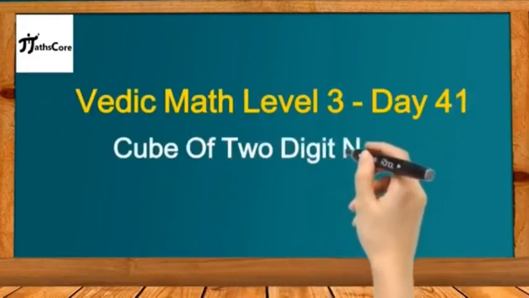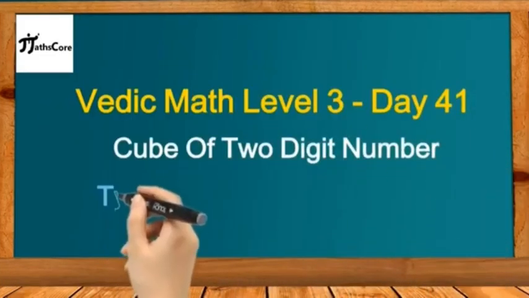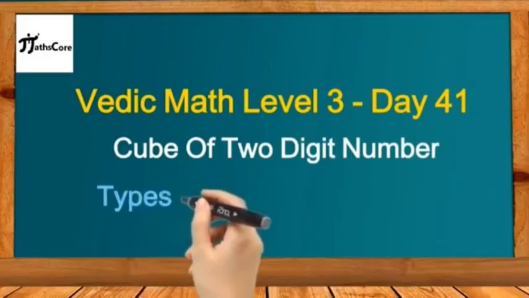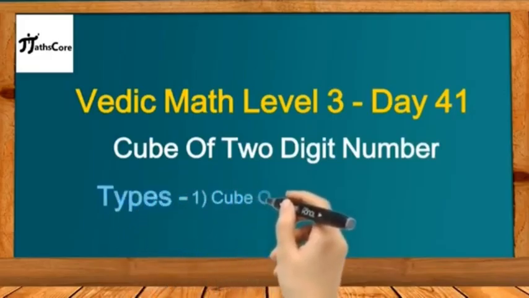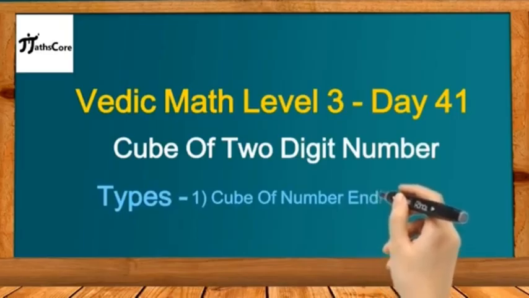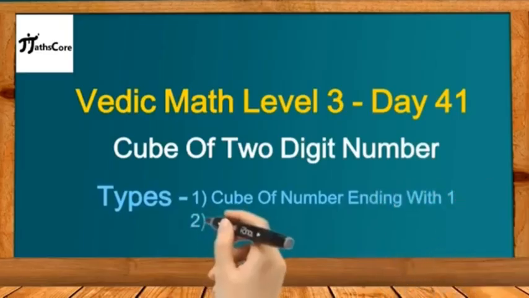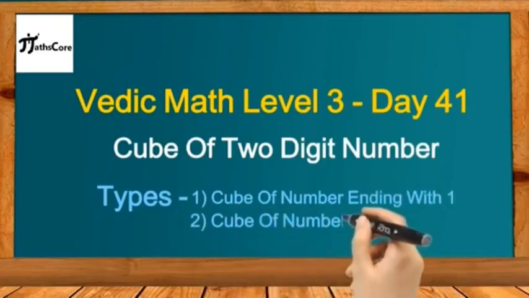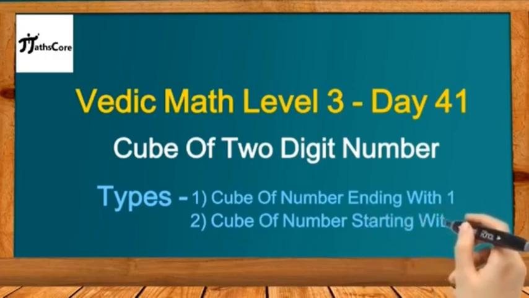Vedic math technique to find out the cube of a two-digit number for the following types. First one is the cube of a number which ends with 1, meaning the one's place should be 1, and the cube of a number which starts with 1, meaning the tens place number should be 1.